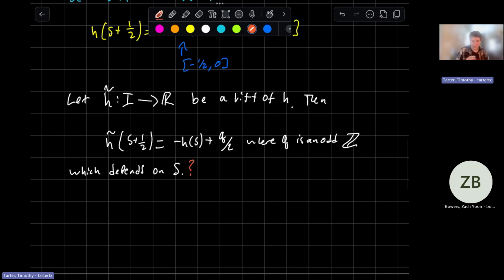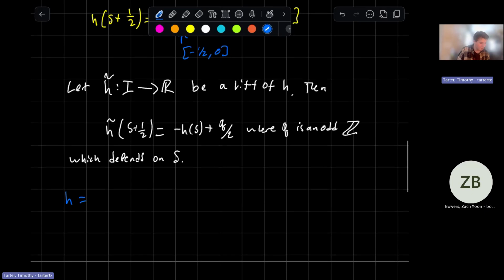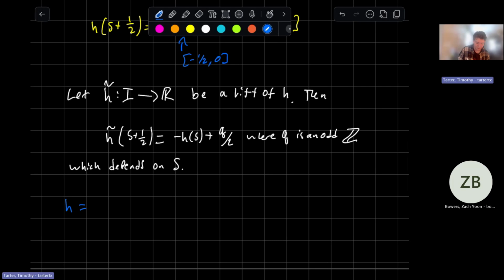Q is an odd integer, which definitely depends on S, because it is the winding number of what interval we're in. Basically, H is equal, and this is an abusive notation that the author uses, so whatever, H is equal to Q times A, where A is equal to pi 1 of S1.